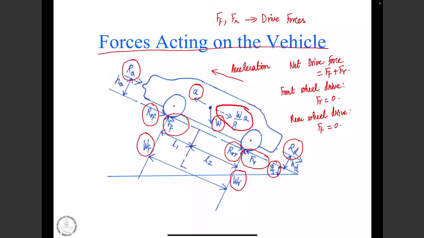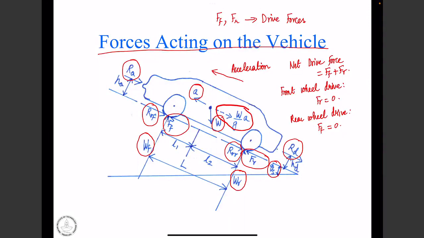So we were looking at longitudinal dynamics during drive. In the previous class we looked at the longitudinal dynamics during drive from the powertrain's perspective, and then we looked at it from the perspective of the vehicle. We considered the forces acting on the vehicle, and we considered this free body diagram. So this is where we stopped.